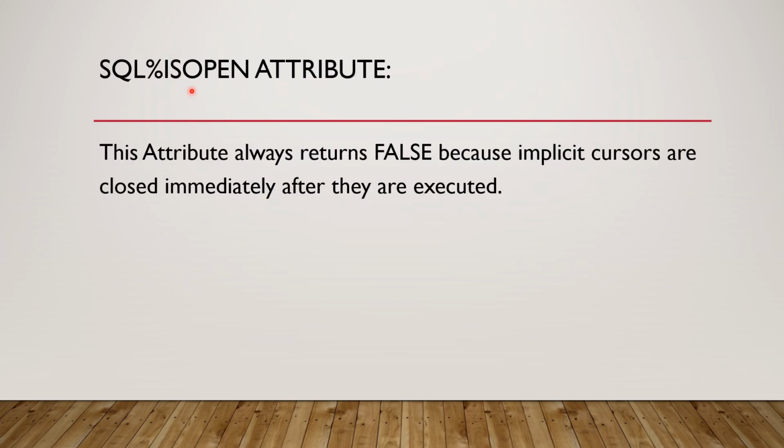Now this is the last attribute of cursors that we are using with implicit, and we can use it with explicit also. SQL%ISOPEN attribute. The ISOPEN attribute comes true basically when the cursor is open, right? But in the case of an implicit cursor, this attribute always returns false because implicit cursors are closed immediately after they are executed. So that is the reason it will always be false. We can show the use of ISOPEN in the case of an explicit cursor. So in my next module, I will be discussing the explicit cursor with different examples, right?